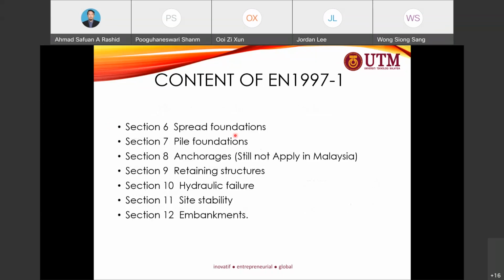Then section 6, spread foundations. 7, pile foundations. 8, anchorages, which still do not apply in Malaysia. Then we have section 9, retaining structures. 10, hydraulic failure. 11, site stability, and the last one is embankments. So that is the content of EN 1997 part 1.